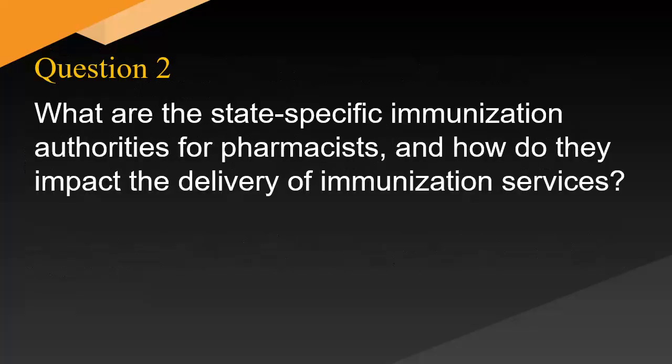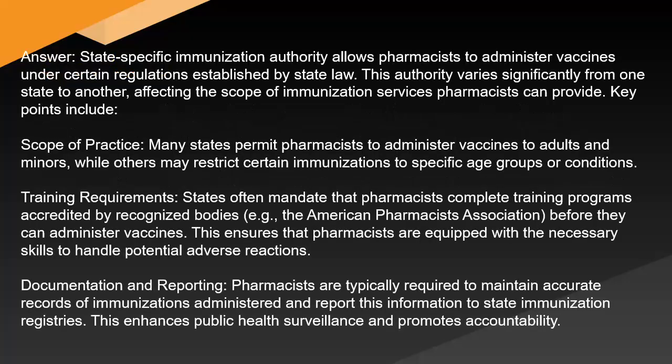What are the state-specific immunization authorities for pharmacists, and how do they impact the delivery of immunization services? Answer: State-specific immunization authority allows pharmacists to administer vaccines under certain regulations established by state law. This authority varies significantly from one state to another, affecting the scope of immunization services pharmacists can provide.